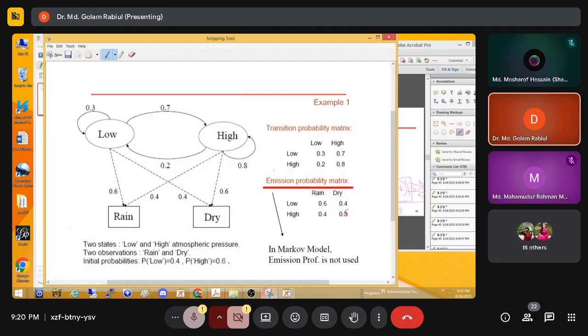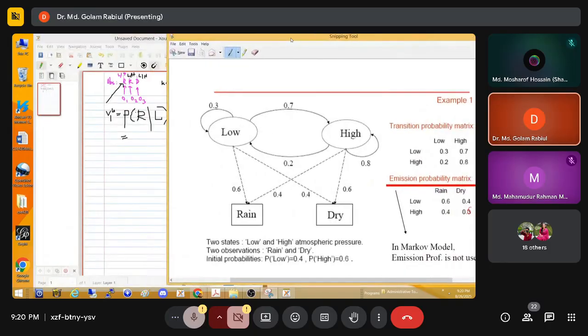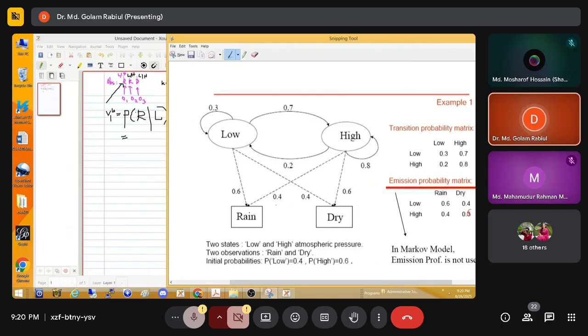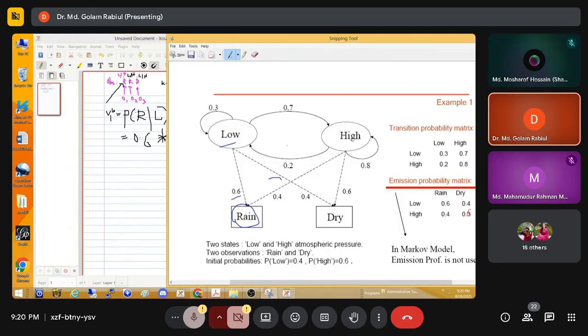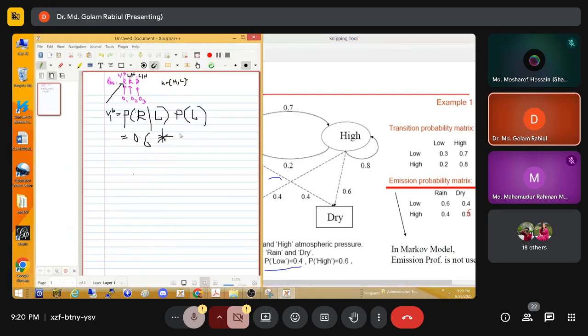From our model, you can see the probability of rain given low atmospheric pressure is 0.6. So this is 0.6 times probability of low atmospheric pressure. This is the initial probability, low atmospheric pressure is 0.4. So it means we will get 0.24. This is our V1 of L, low atmospheric pressure.